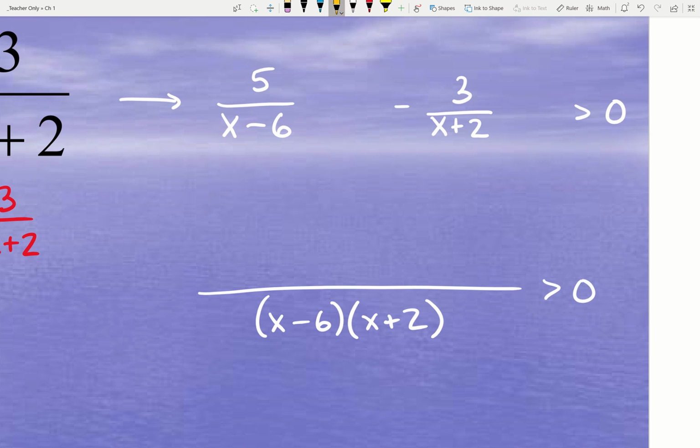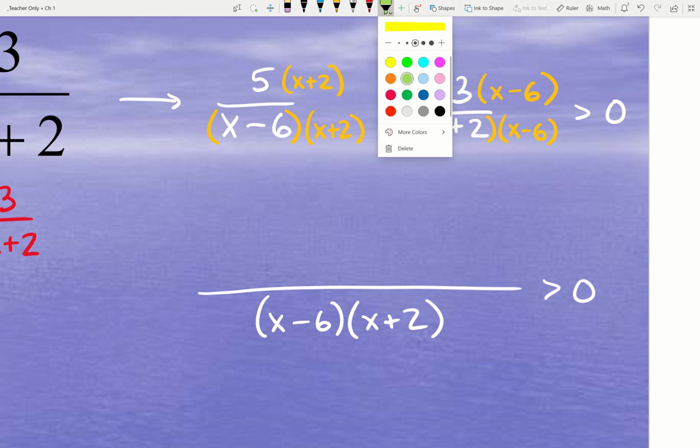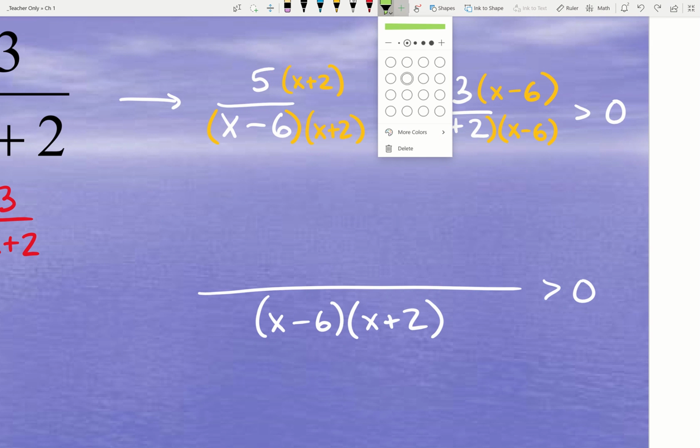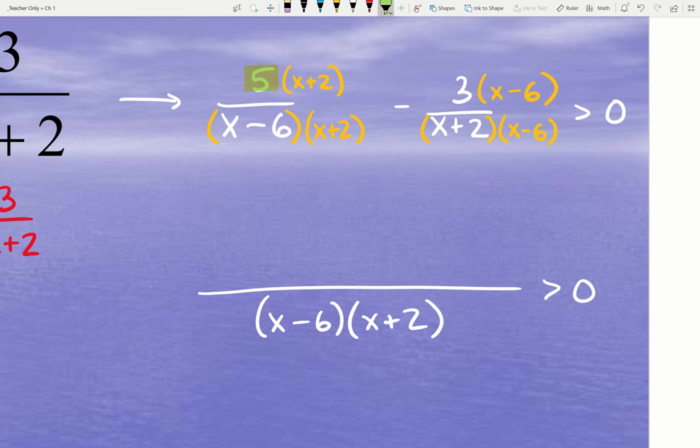And then that's going to mean that my numerators are going to have to change. This denominator here was missing its copy of x plus 2, so I'll introduce that to both the numerator and denominator. This denominator right here was missing its copy of x minus 6, so I'll introduce that to the numerator and denominator as well. And then we'll do some distributive property and then talk about how this stuff is going to simplify down.